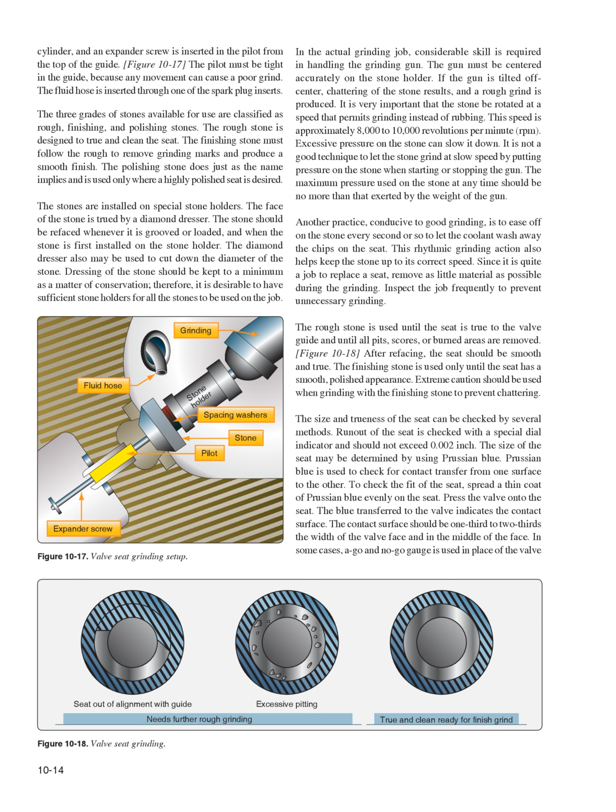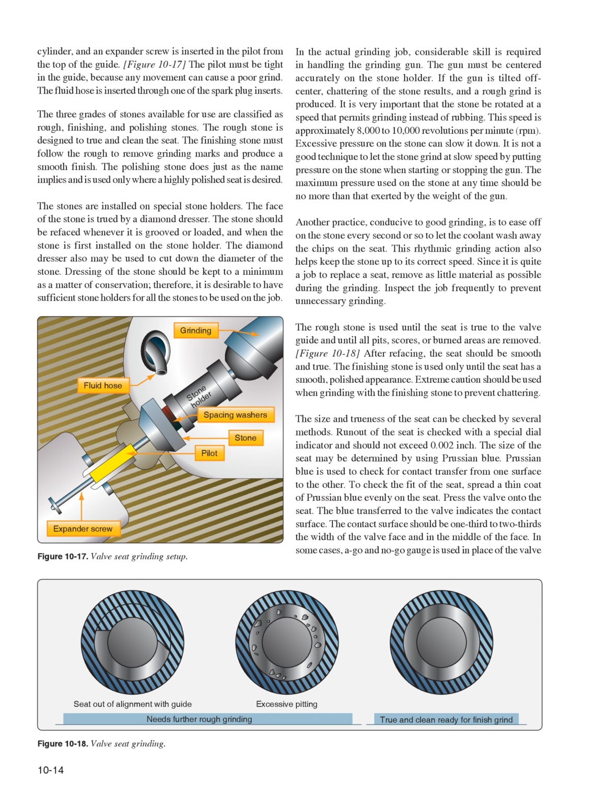Excessive pressure on the stone can slow it down. It is not a good technique to let the stone grind at slow speed by putting pressure on the stone when starting or stopping the gun. The maximum pressure used on the stone at any time should be no more than that exerted by the weight of the gun. Another practice, conducive to good grinding, is to ease off on the stone every second or so to let the coolant wash away the chips on the seat. This rhythmic grinding action also helps keep the stone up to its correct speed.